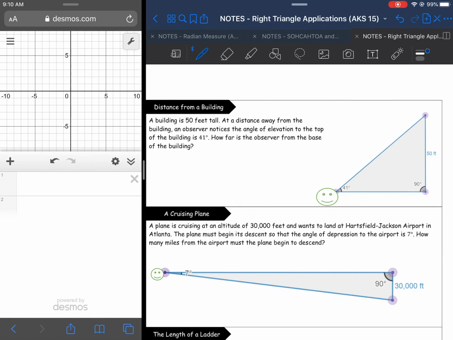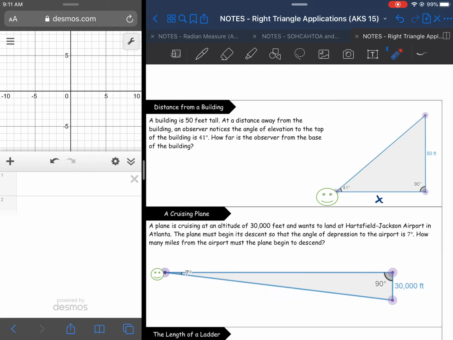In our first example, a building is 50 feet tall. At a distance away from the building, an observer notices the angle of elevation to the top of the building is 41 degrees. We want to know how far the observer is from the base of the building. So the angle that we are concerned with is 41 degrees. We know that the height of the building is 50 feet, and we want to know how far this person is from the base of the building. So we're looking for the length of this leg. I'm going to go ahead and label that X.